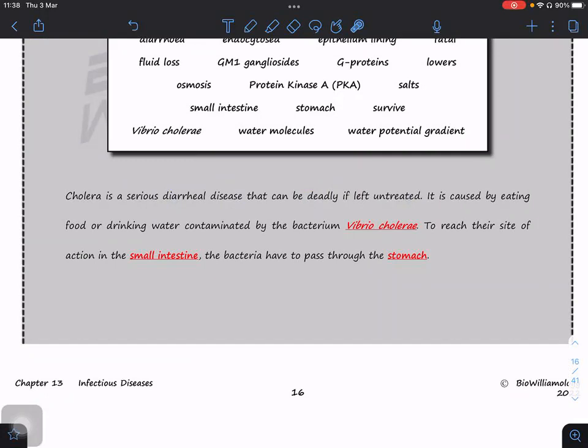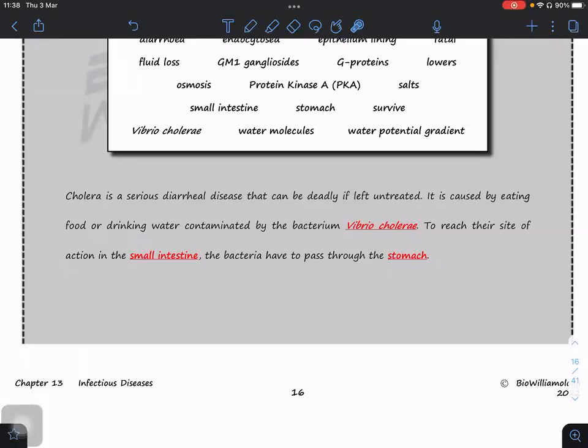You're going to lose the water. You become dehydrated, that is the consequence. It is caused by eating food or drinking water contaminated with the bacterium. The pathogen here is called Vibrio cholerae. To reach their site of action, the small intestine, the bacteria have to pass through the stomach.